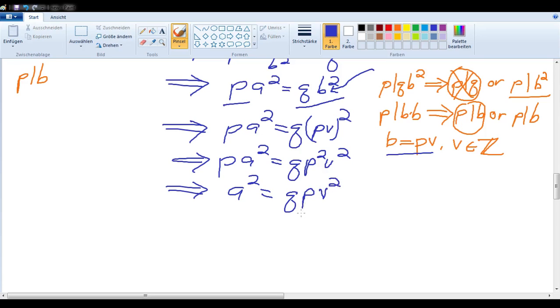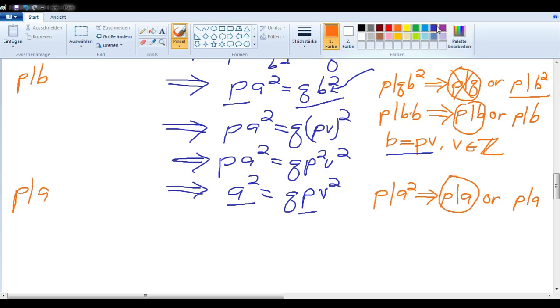And now we can see that p divides a squared. And again, we can go off to the side and write if p divides a squared, then again with our definition of a prime number, that means p divides a, or again here trivially, p divides a. In other words, we have no choice. P divides a. So again, if we return to our main line of thought, we see that p divides a and p divides b.